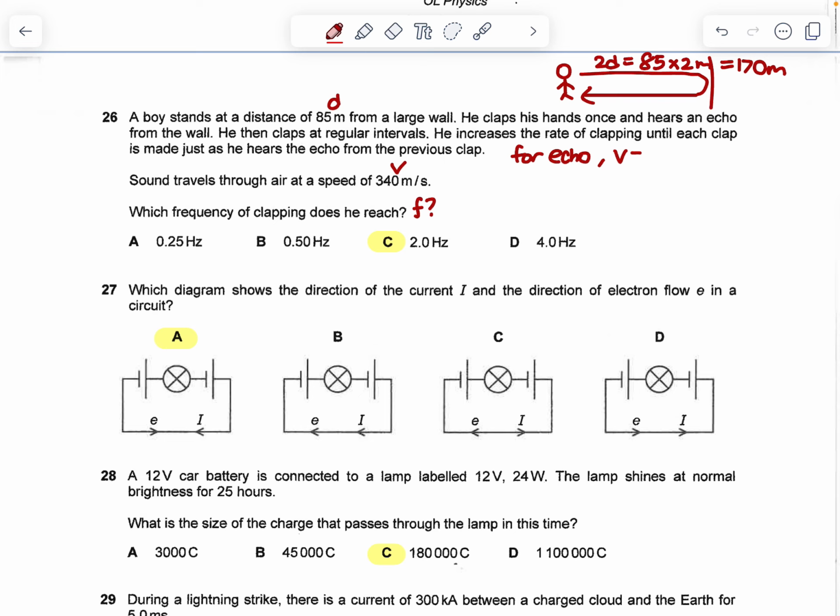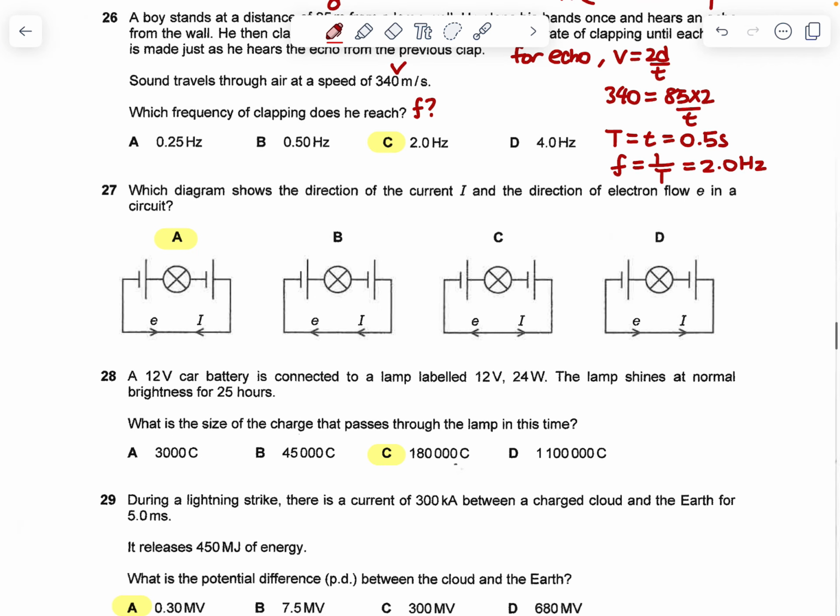So for echo, the formula is given, V equals 2D over T. V is 340 meters per second, 2D is 85 times 2, over time T. So this time T is actually the period of one full oscillation, the time that the boy claps, the sound hits the wall and it comes back. So T here is just the same as big T, 0.5 seconds. And we know the formula, frequency equals 1 over period T, which equals 2.0 Hertz.